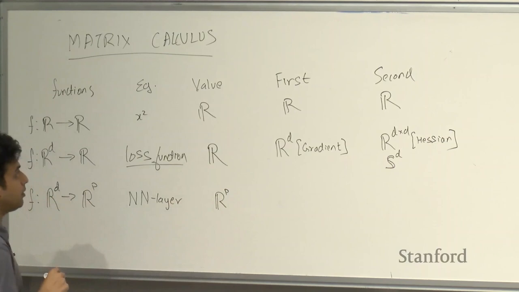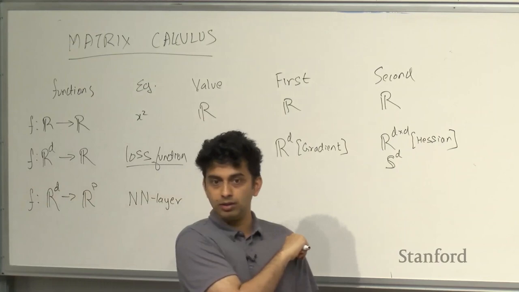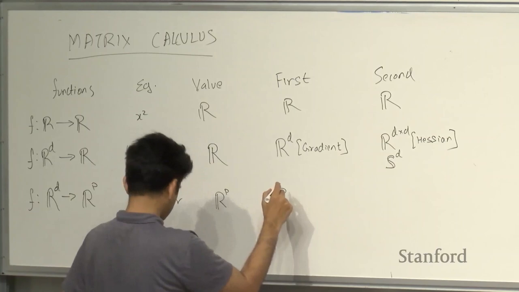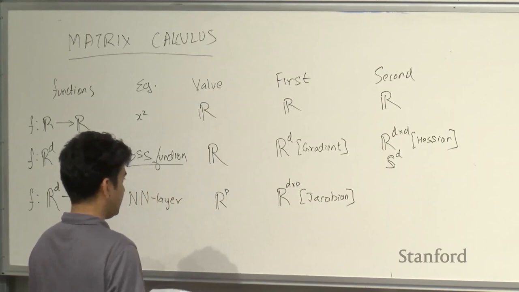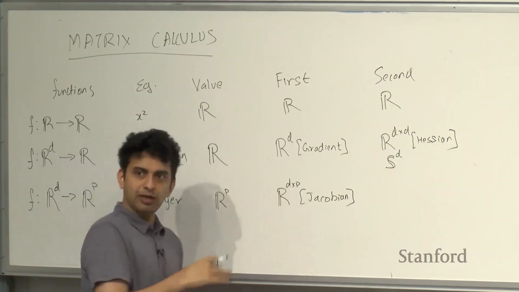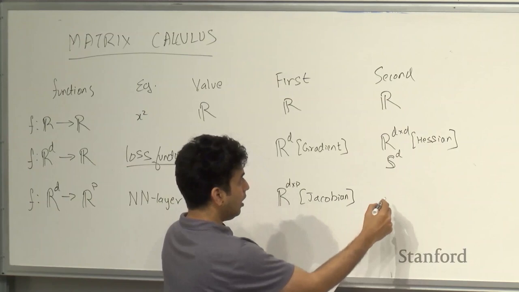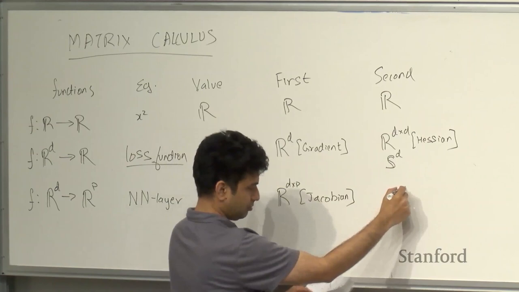And what's the first derivative of this kind of function going to look like? What's the type? It's called a Jacobian, exactly. And it's going to be R of d by p, or is it p by d? Anyway, one of the two. It's called the Jacobian. If some of you are already familiar with neural networks, you're going to encounter Jacobians a lot, because that's how you train them, by evaluating the Jacobians. And the second derivative for this is going to be some kind of d by p by p, let's just call it a higher order tensor.